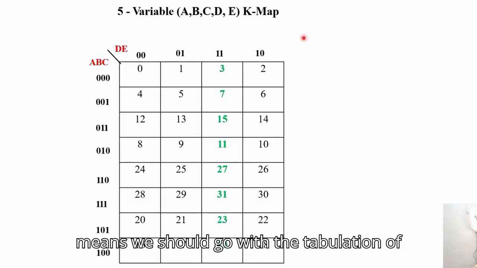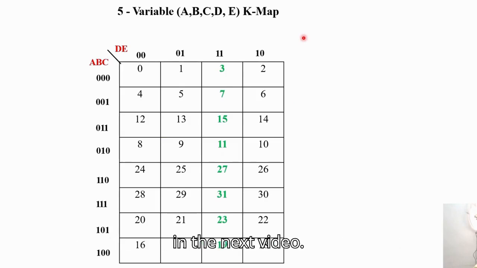For more than 5 variables, we should go with the tabulation or Quine-McCluskey method, that we will discuss in the next video.